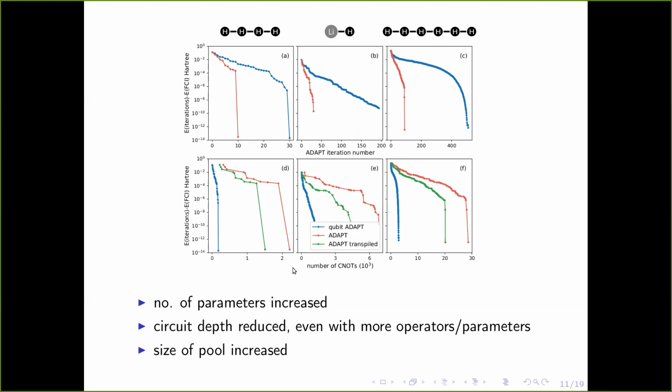So we have a trade-off between reducing the circuit depth and an increase in the parameters. But this trade-off is beneficial for NISQ devices because quantum resources are more expensive. On the other hand, we have an increase in the size of the pool because we are using the qubit pool.